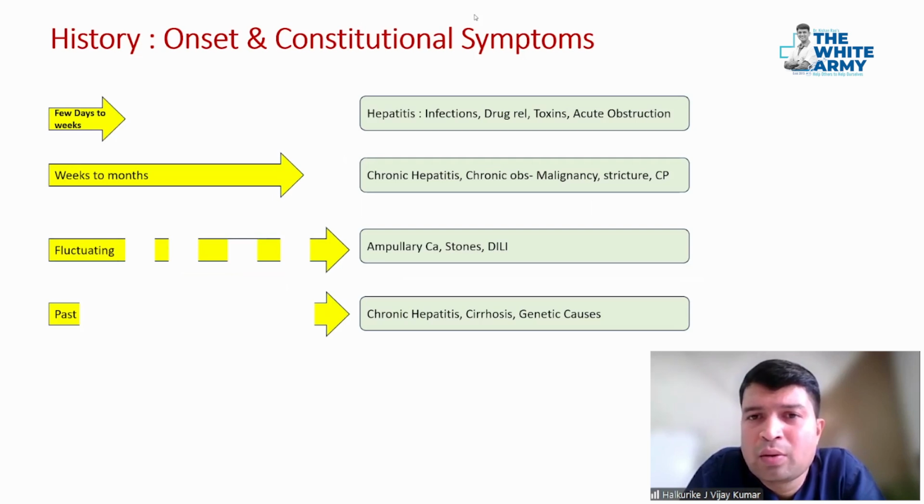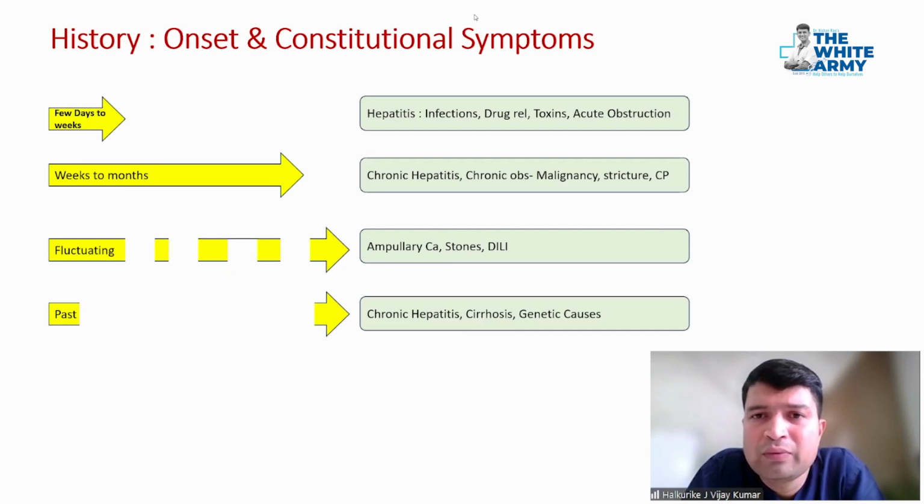Slowly a tumor grows, causing obstruction to the biliary tract. So these people also have a long history spanning weeks to months. Stricture, which is a benign condition, also causes obstructive jaundice with a weeks to months history. CP is nothing but chronic pancreatitis.